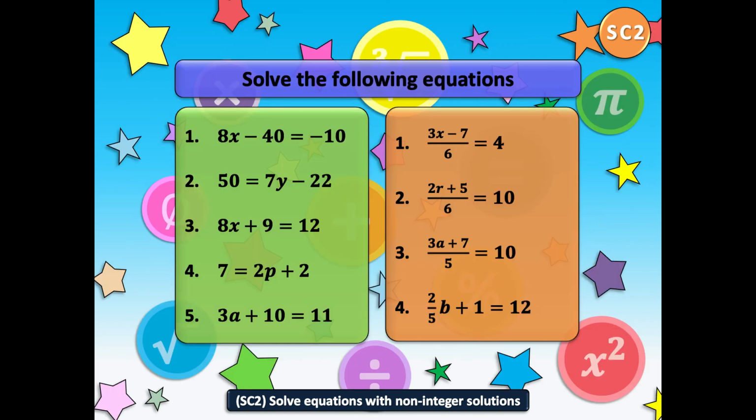Here's some questions for you to have a go at. Give your answers as improper fractions. Pause the video, and when you're ready to mark your work, press play.